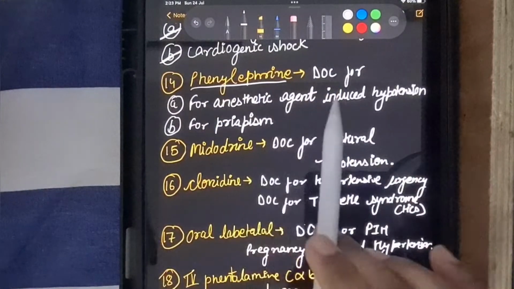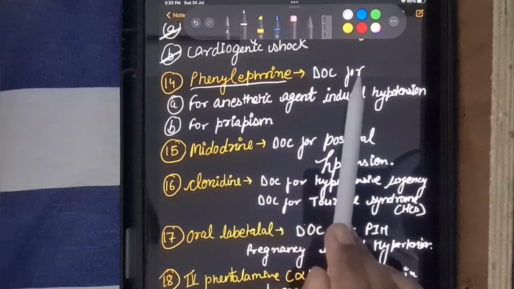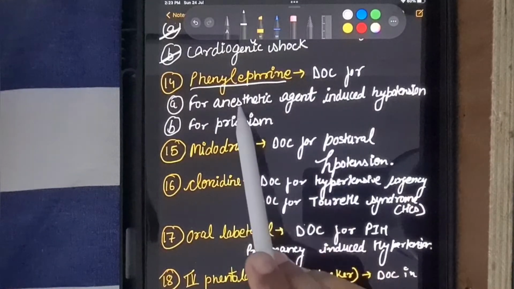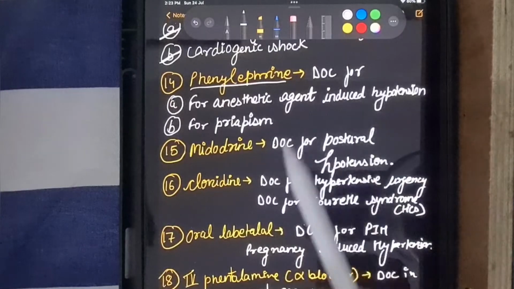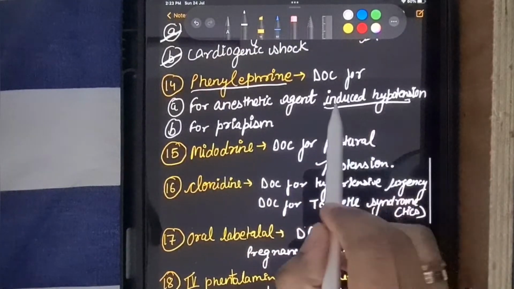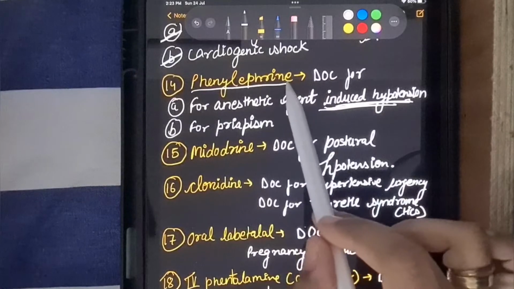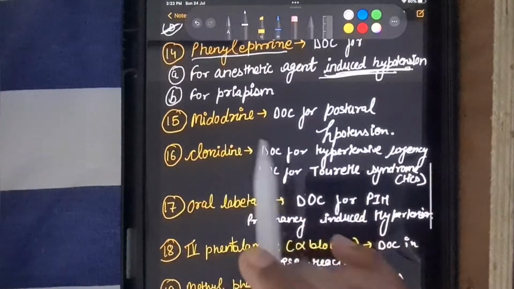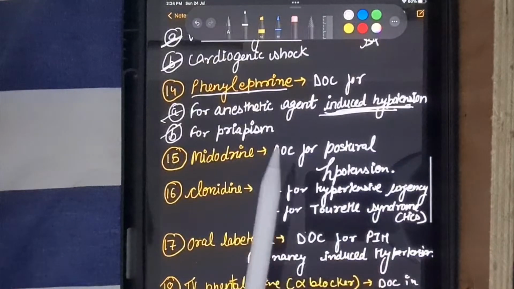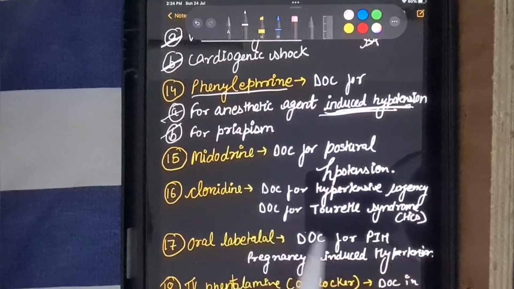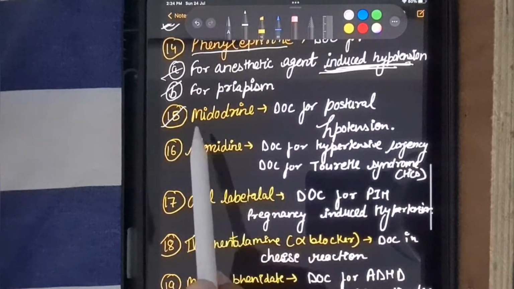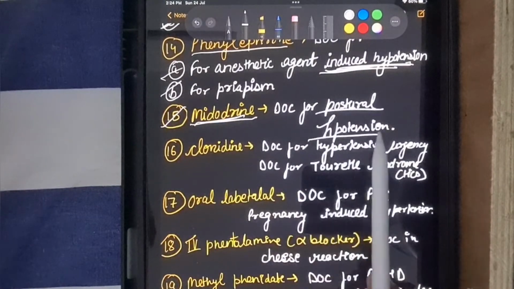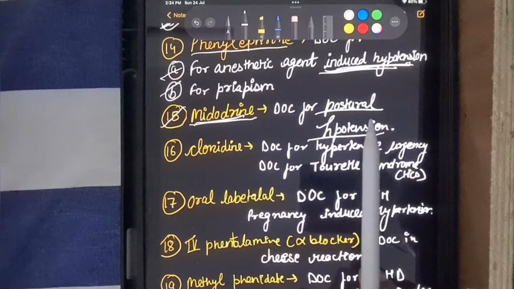Phenylephrine is the next drug. So phenylephrine is the drug of choice for anesthetic agent induced hypertension, and also in priapism. So these are two things in which we will use phenylephrine. So the next drug is midodrine. Midodrine is a drug of choice for postural hypotension. This hypotension is due to posture.